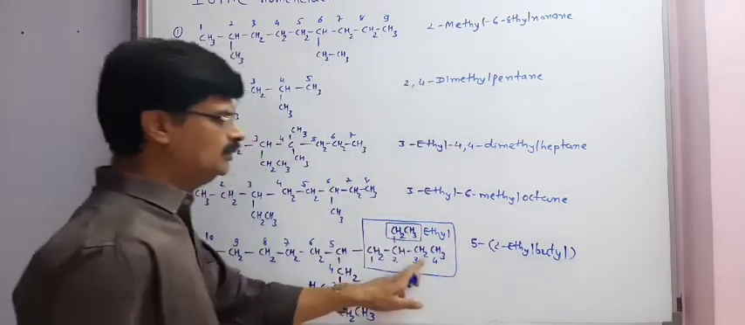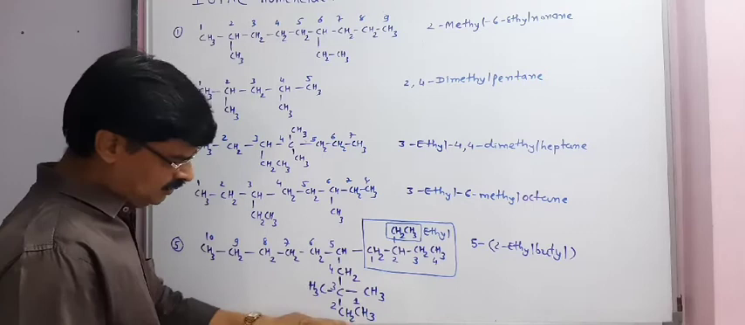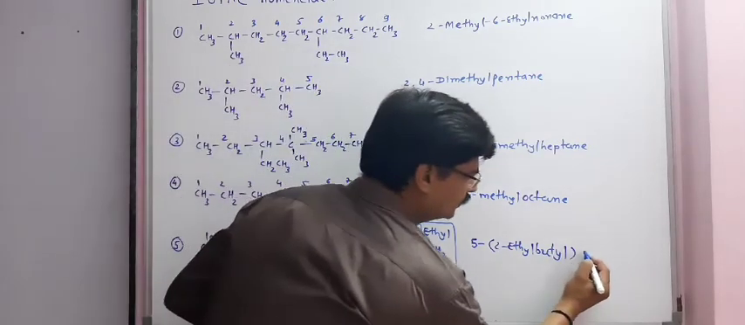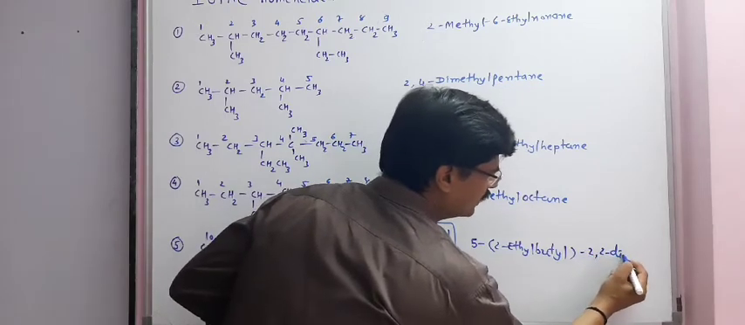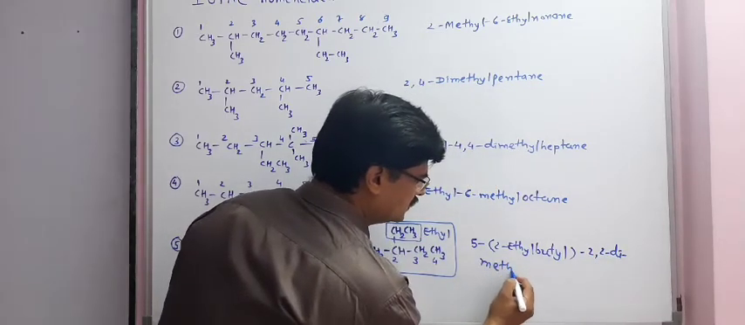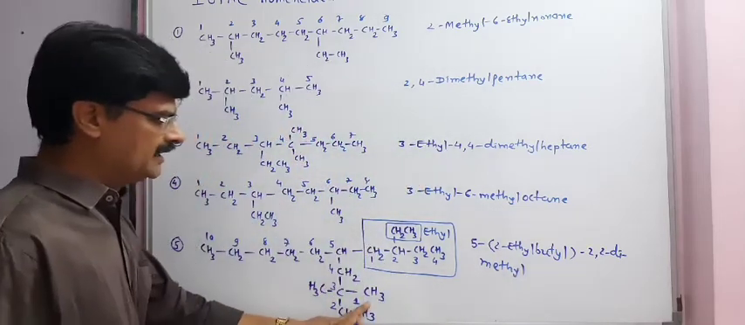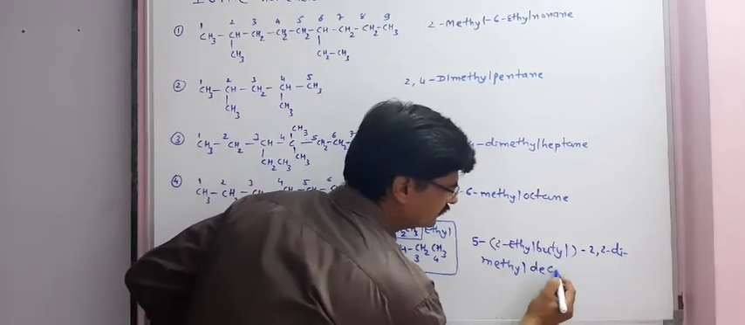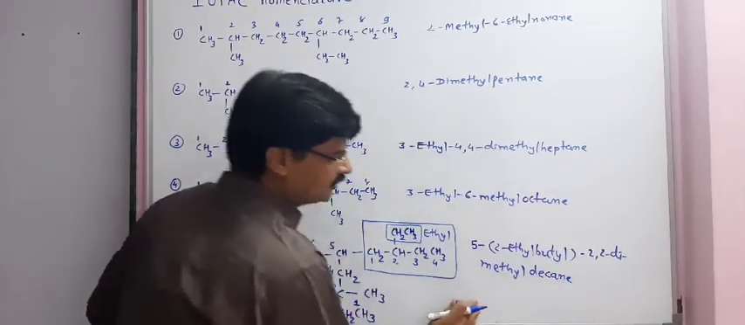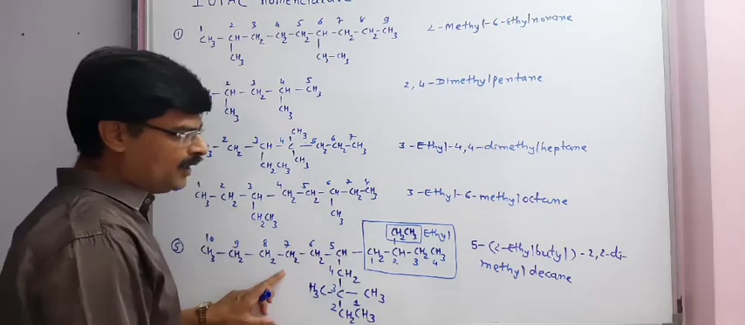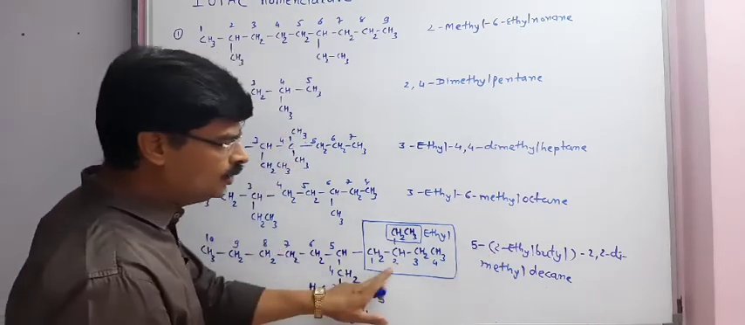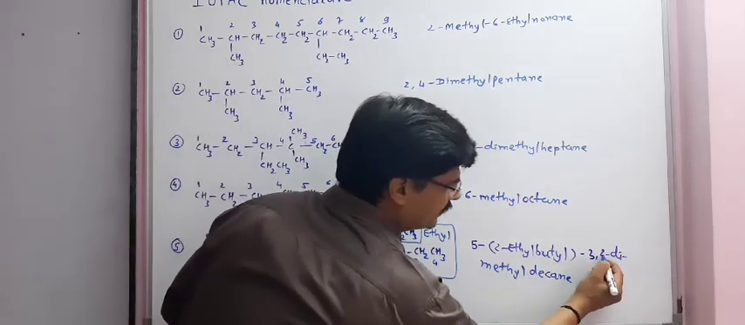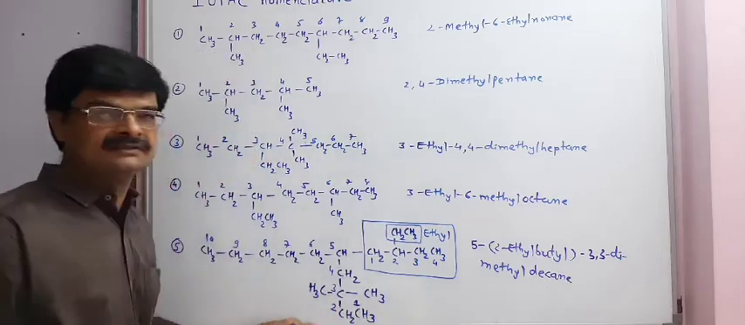Once more, 5-(2-ethylbutyl). Now on carbon number 3, we have two methyl groups, so 3,3-dimethyl, and the total number of carbons is 10, that is why decane. So the IUPAC name of this compound will be 5-(2-ethylbutyl)-3,3-dimethyldecane.